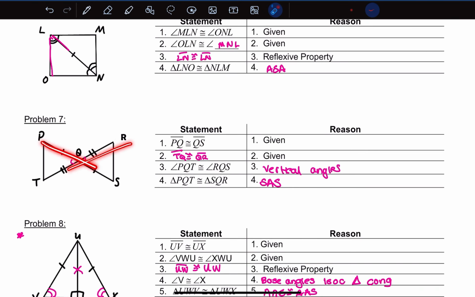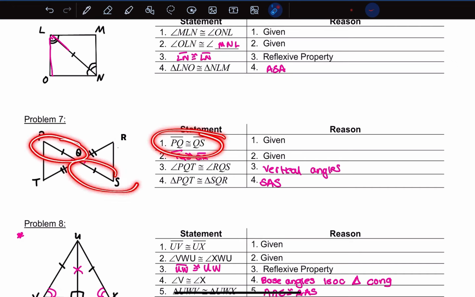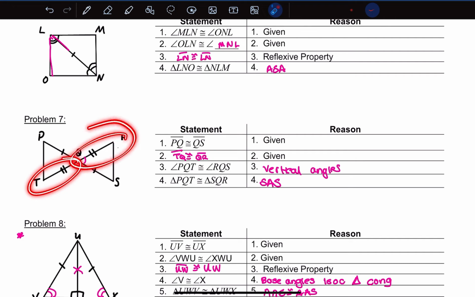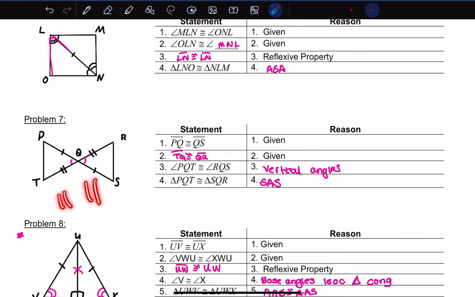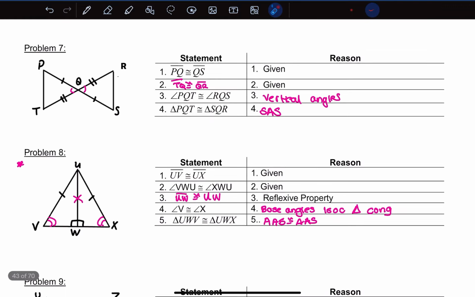Once you guys see this setup, the very first thing you should be thinking by now is that there are vertical angles, which we see here. You also need to fill in the other piece of given information based off of the drawings in the diagram. So PQ is congruent to QS. They wrote that, and you can see it with the 1 tick mark. The other 2 are congruent because they have the matching 2. So TQ is congruent to QR. So I have a side, an angle, and a side. Therefore, they are congruent triangles.